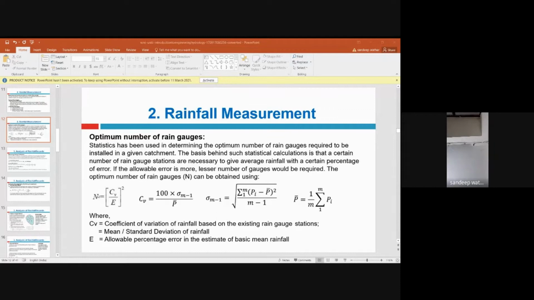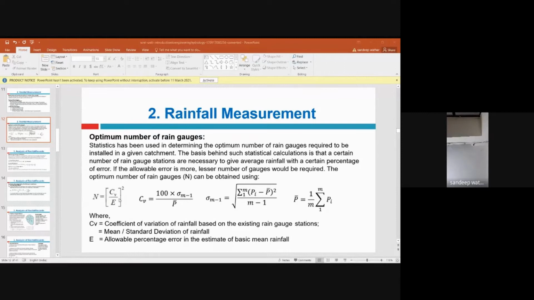For example, there is a watershed, and in the watershed there are 10 rain gauge stations already available. But to calculate the correct value of rainfall for that watershed, you have to determine how many rain gauge stations are required. The total number of rain gauge stations required, N, will be equal to (CV divided by E) whole squared.